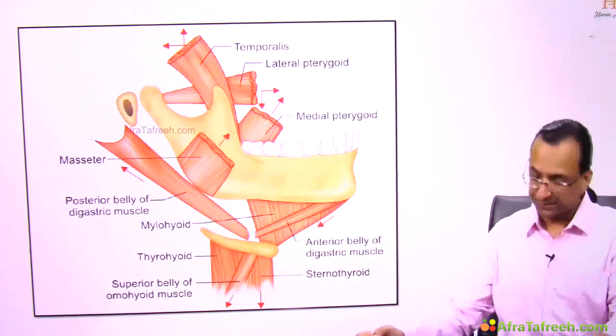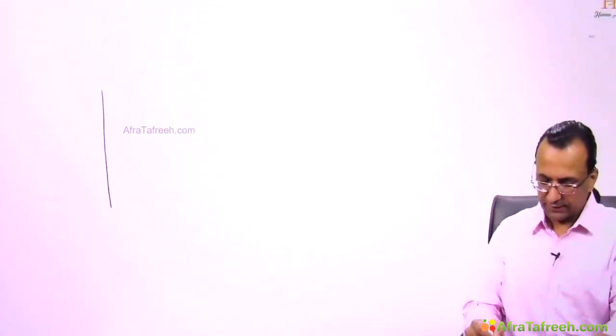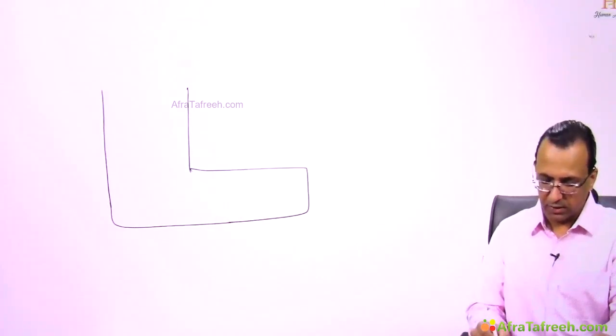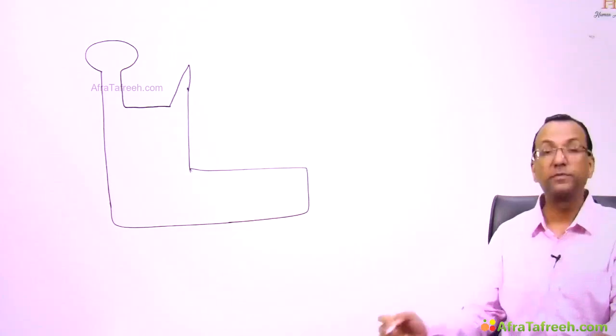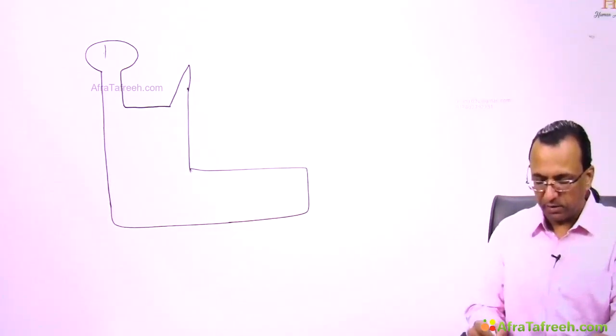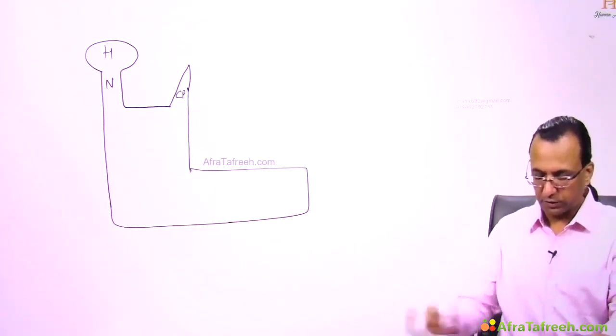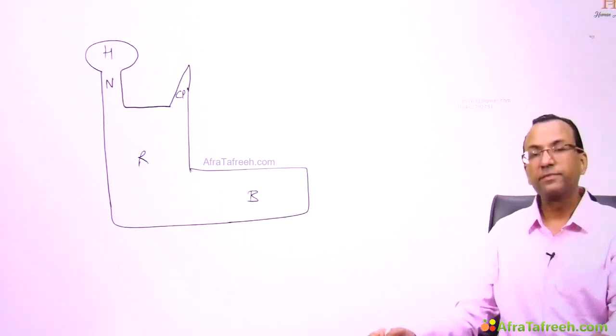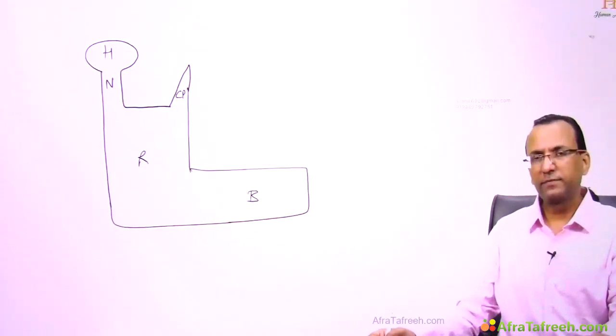Yes, let's do that. You are looking at mandible here. Which part of mandible you are looking at? Mandible, we will tell this is the head of mandible, neck of mandible, and this is coronoid process. Then this is the ramus of mandible, body of mandible. What is attaching there?